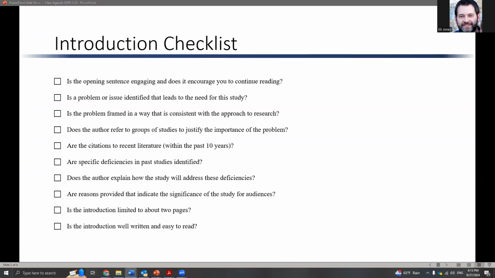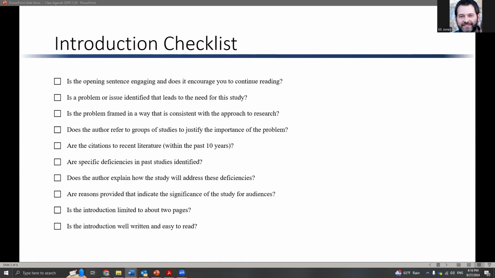If you look at the checklist, you can see that it's just a series of questions that we can ask ourselves to identify whether or not our introduction does what an introduction should do. So these could be as simple as having the opening sentence be engaging and encouraging you to continue reading, identifying the problem, the gap in the literature, framed in a way that's consistent with the research approach. If I'm going to do quantitative, do I cite a lot of quantitative studies? Do I talk about a theory?